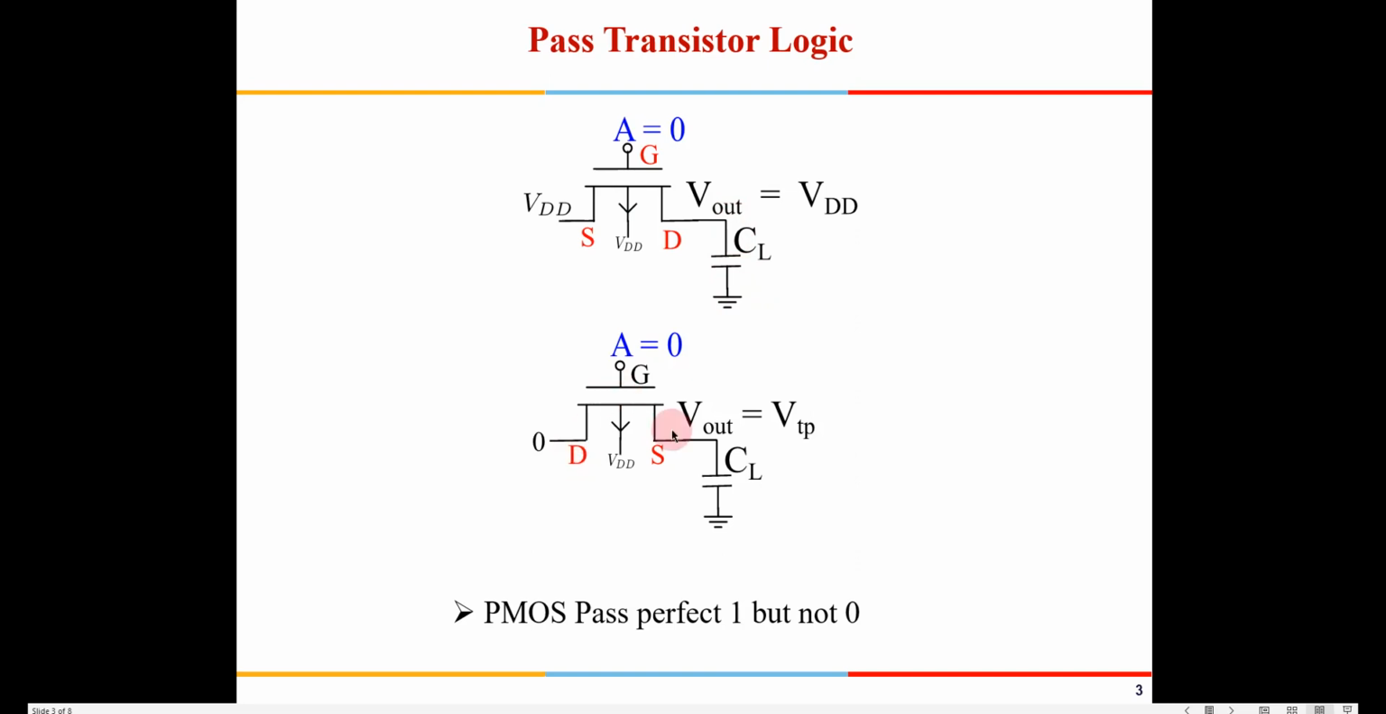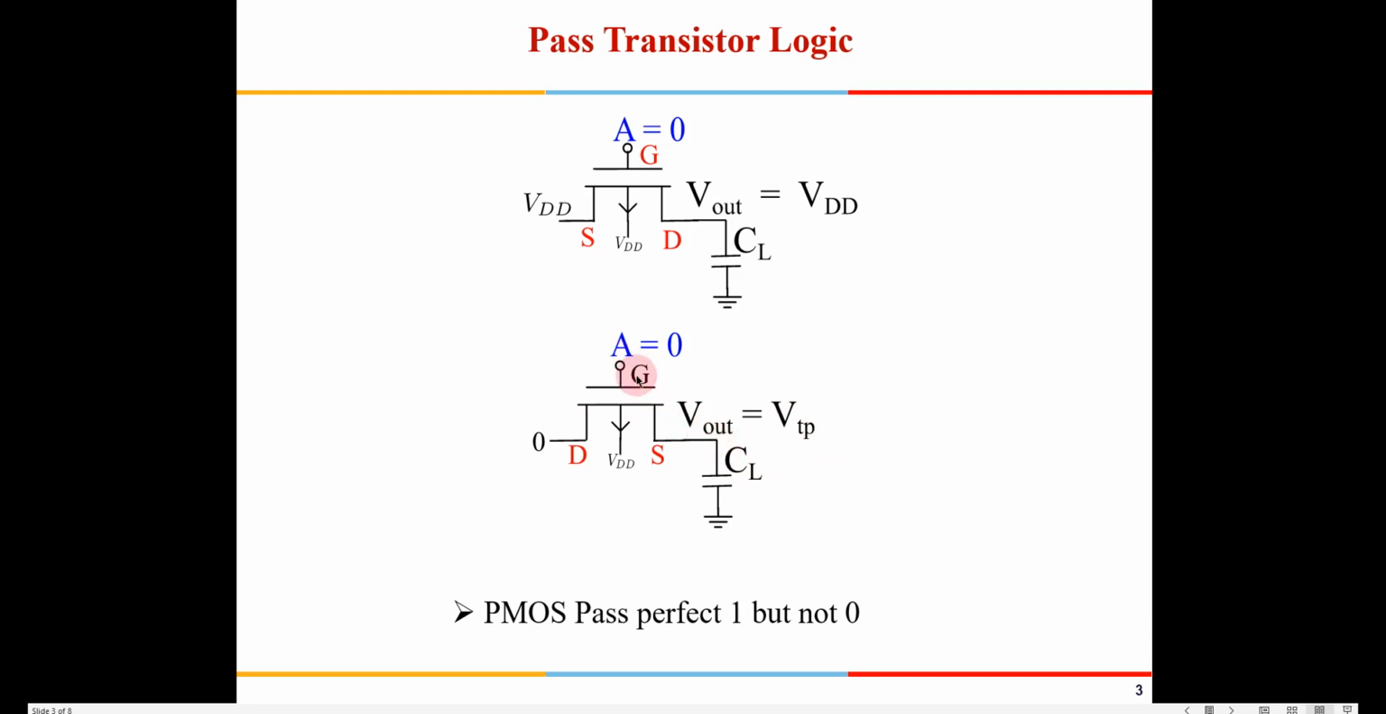But with the PMOS, if I am trying to transmit a 0, if this is 0, now this becomes the source because positive charge is going to come like this. In this case, when the output reaches |VTP|, when it reaches VTP, then this transistor will get switched off.